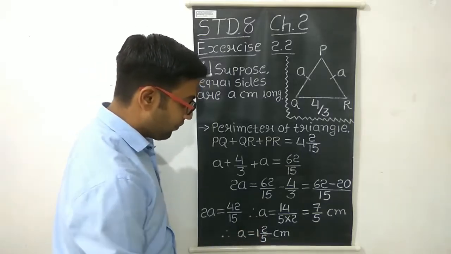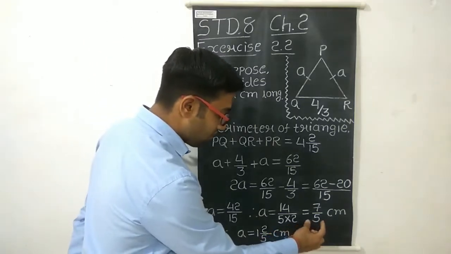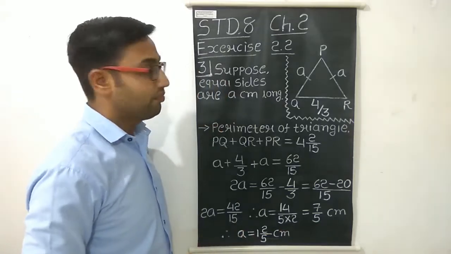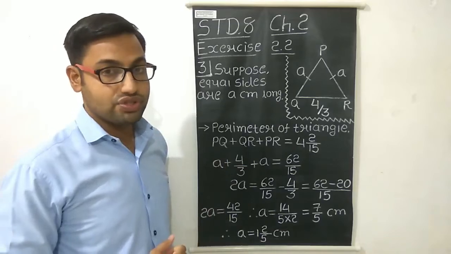So 1, 2 upon 5 is also a true answer. This is the mixed number of this fraction. So both the answers are right. Okay. So in this way we can solve this type of questions.